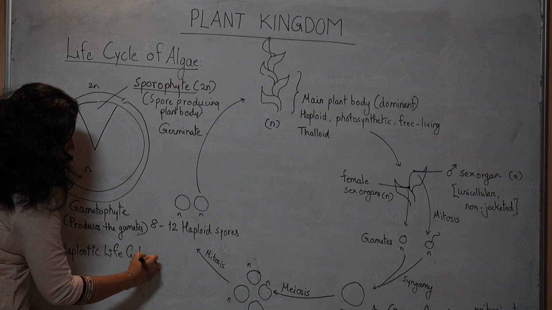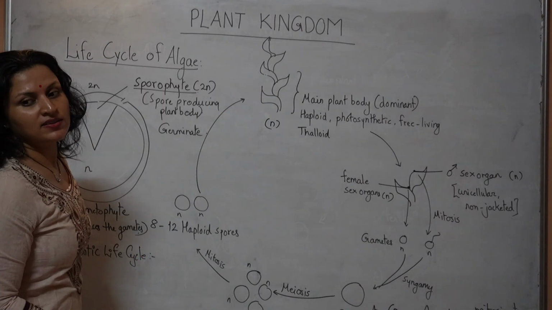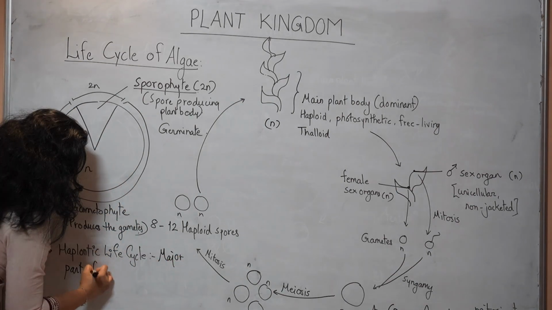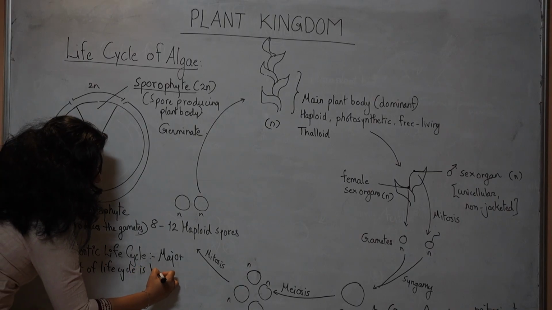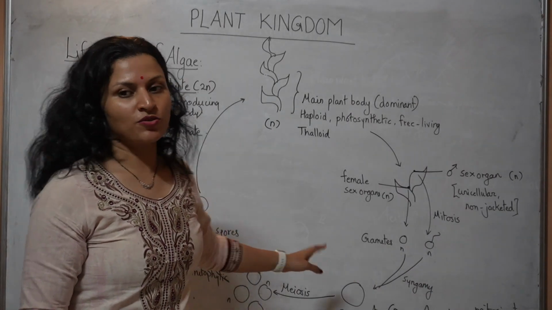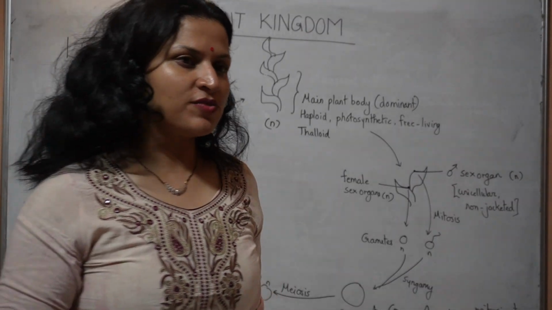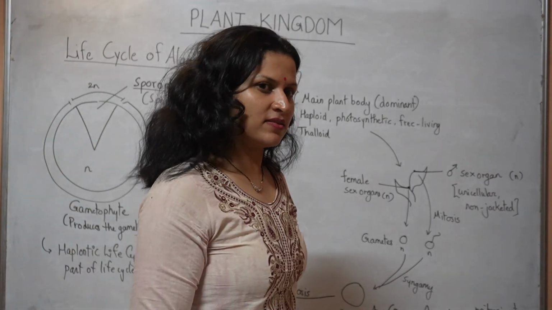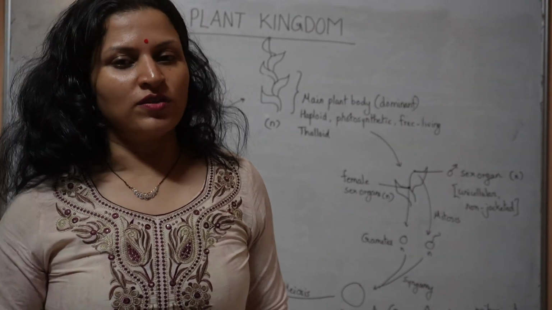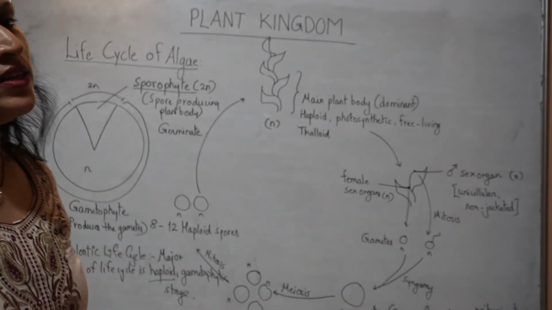What is a haplontic life cycle? Major part of the life cycle is the haploid gametophytic stage, and very little of it is the sporophytic stage. The moment the zygote is formed, the next generation has begun, and when it undergoes meiosis, that 2n generation is over and the next generation has begun.